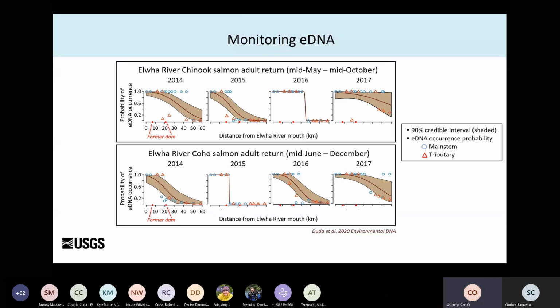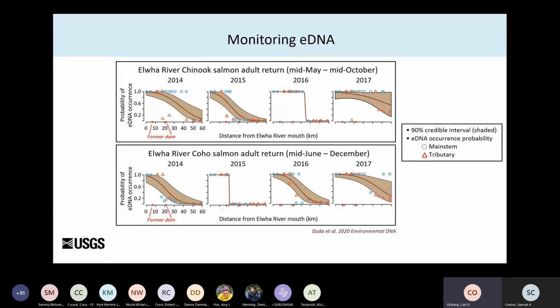Occupancy modeling was also applied to this eDNA data to estimate the probability of occurrence of eDNA at a site. The models were applied using data collected at the time when adult Chinook and coho salmon returned to spawn for each of the sampling years, and those sampling years you can see at the top here. The x-axis is the distance from the river mouth, and the y-axis is the probability of eDNA occurrence.